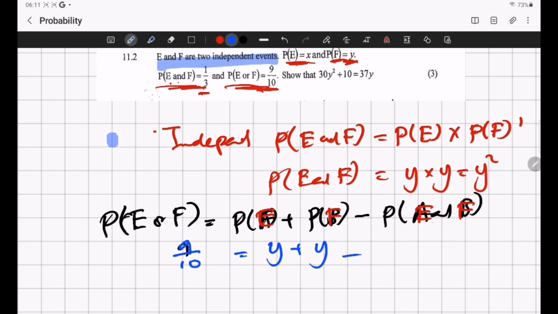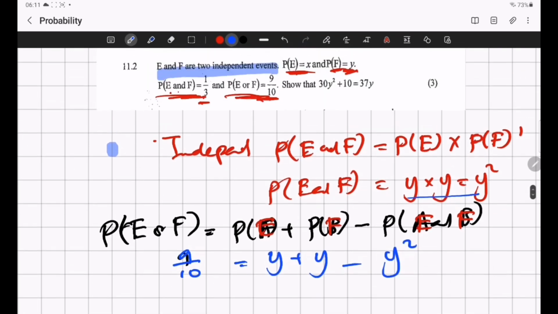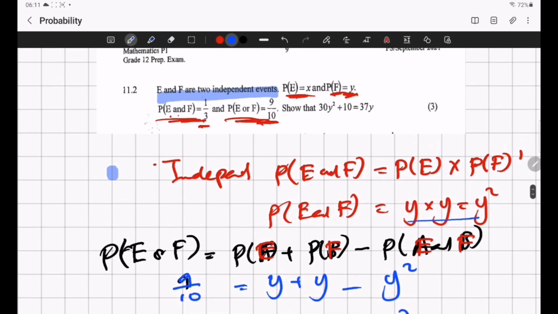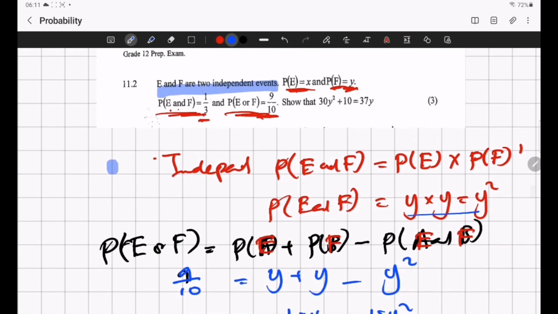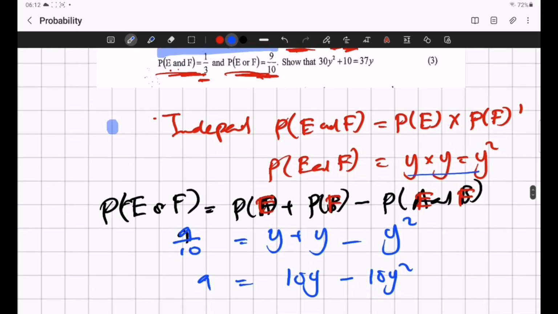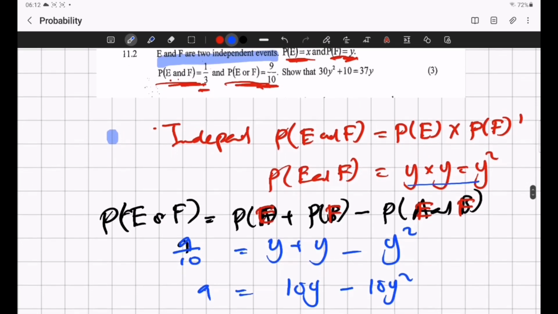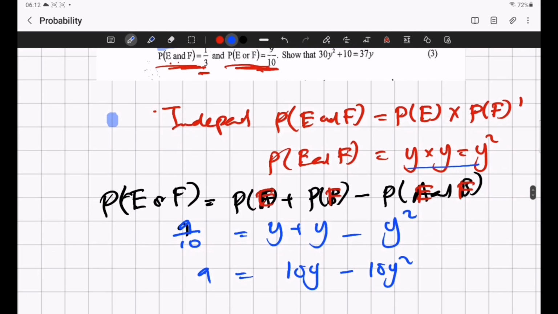Then we've got here probability of E and F. We said it is Y squared. So it's Y squared. And then if you simplify this out, this is going to be 10Y minus Y squared. And then if you simplify this out, you should basically get the answer.